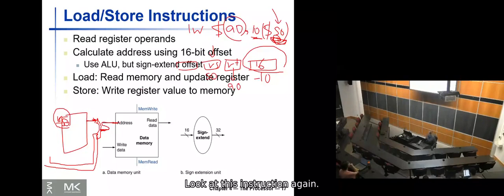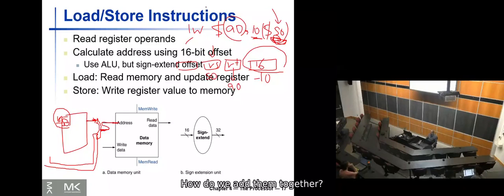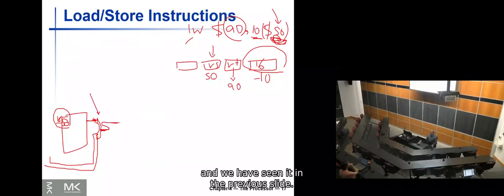Look at this instruction again. Load word A0 with 10 plus S0. 10 and S0 determine the address of the memory that we would like to load from, and they need to be added together. How do we add them together? Use the ALU that we have seen in the previous slide.